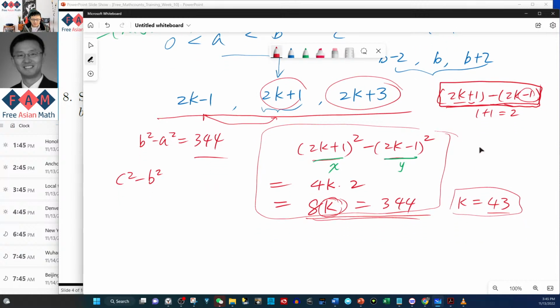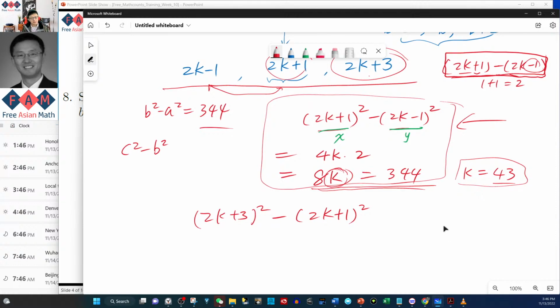So we want to compute c squared minus b squared. We know c is this. So this is 2k plus 3 squared minus b squared. That will be 2k plus 1 squared. Again, just like in this step, we don't need to expand both by the binomial square. We directly use the difference of squares formula. So 2k plus 3 plus 2k plus 1, that's 4k plus 4.